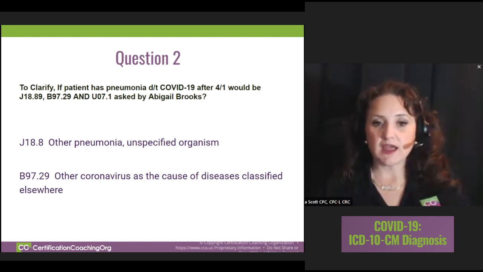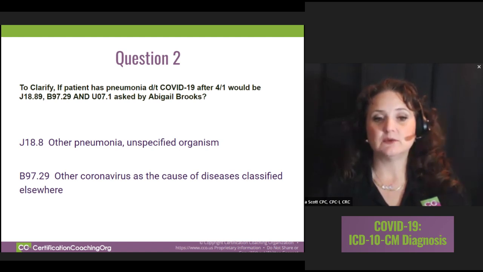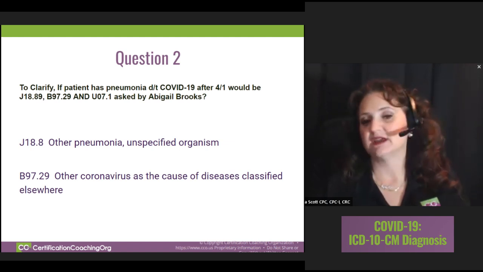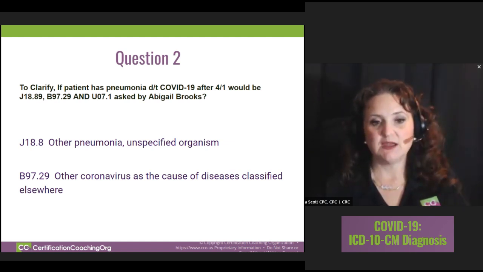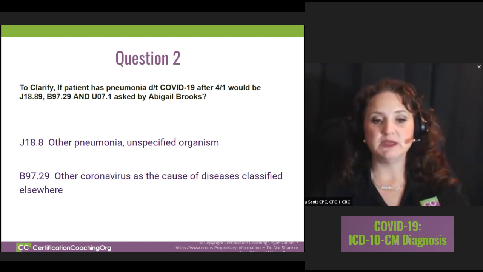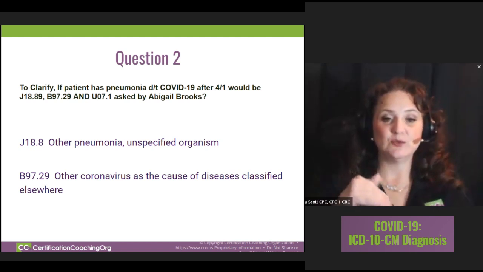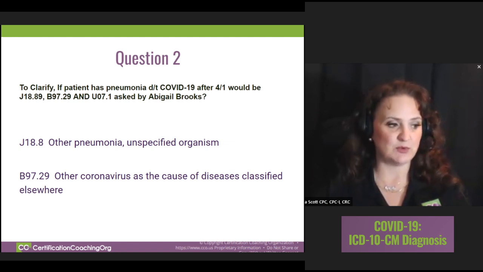However, the sequencing is very confusing. So she had asked, will we be coding the B97.29 with the U07.1? I don't think so. Because U07.1 will replace B97.29. B97.29 is the other, meaning we don't have a code for it yet. And we will have a code, U07.1.